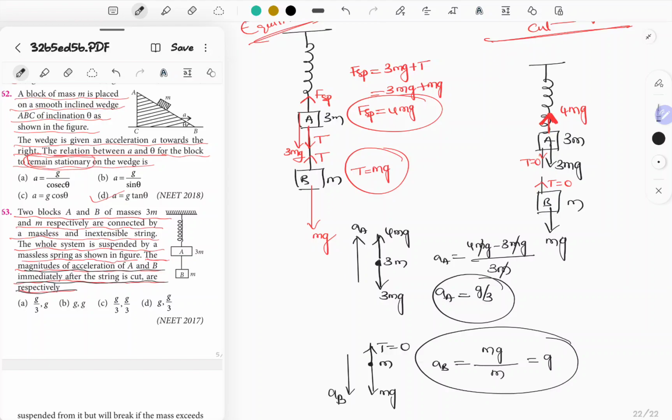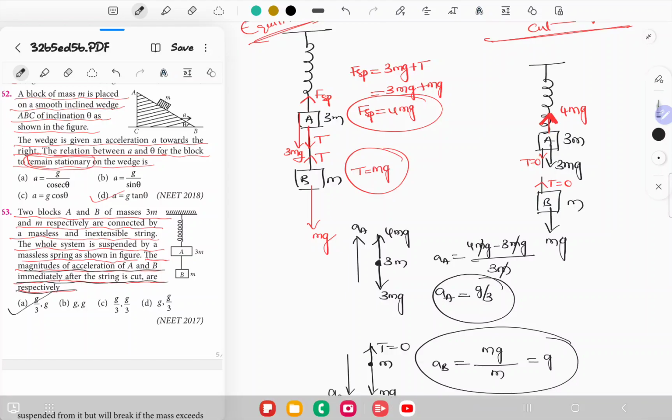So which option is matching? First acceleration is g by 3 and next it is g. So option A is correct. Hope you understood, guys.